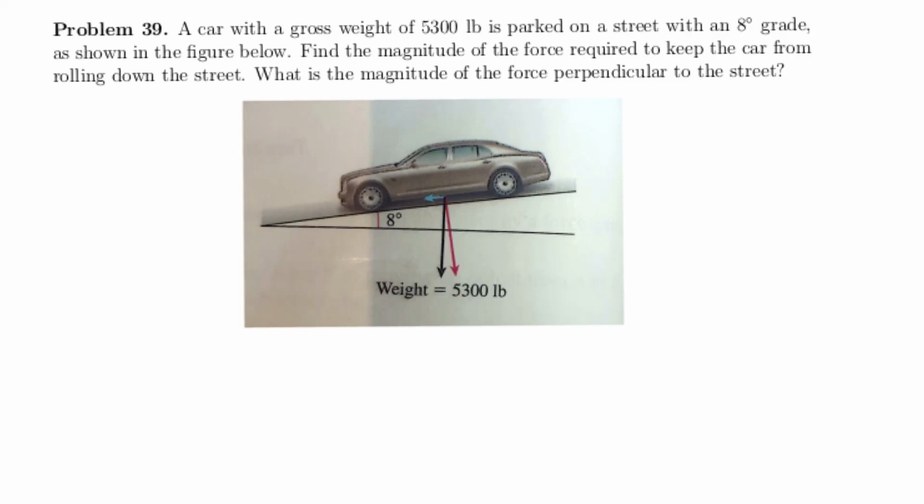So in this problem, we have a car with a gross weight of 5,300 pounds, and it's parked on a street with an 8% grade, as shown in the figure below. Find the magnitude of the force required to keep the car from rolling down the street, and what is the magnitude of the force perpendicular to the street. So let's take a look at the solution to this problem.